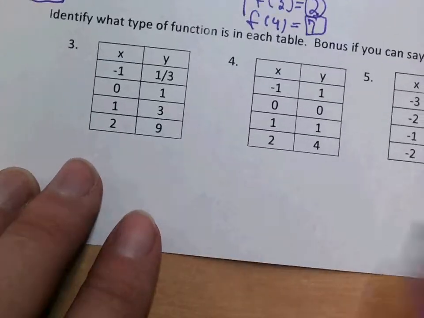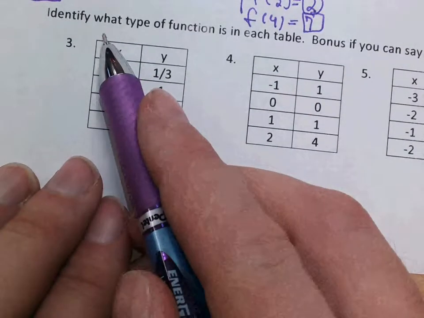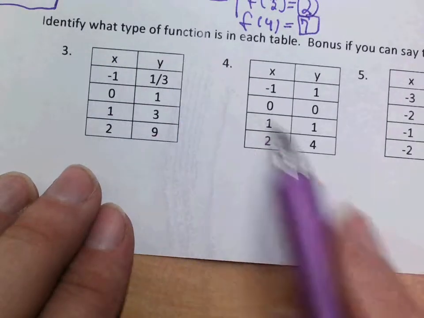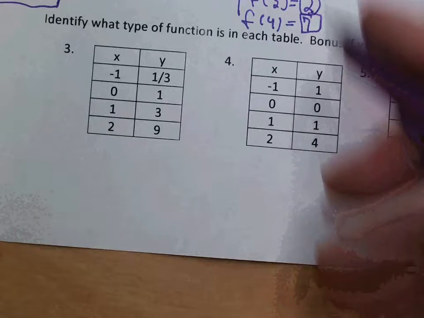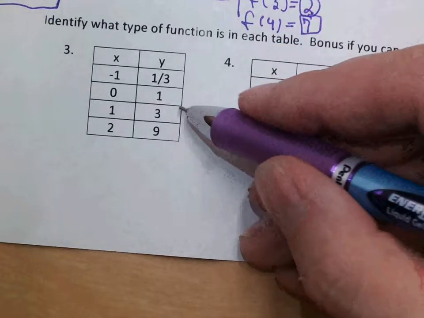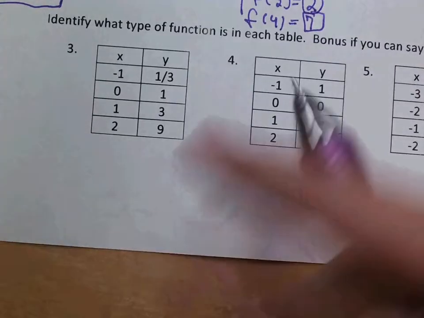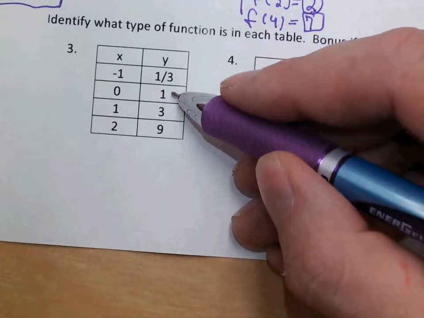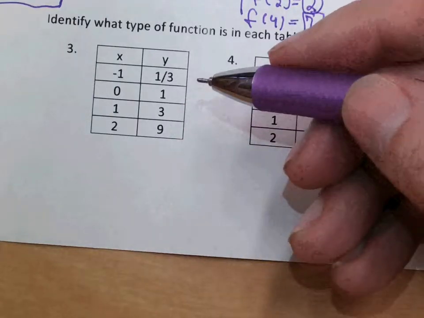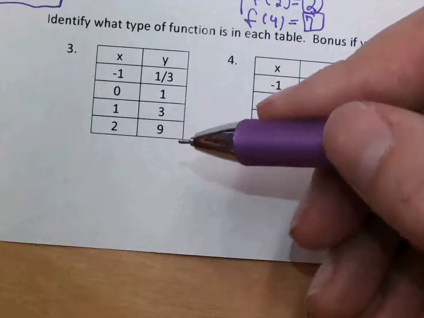Let's see. I'm going to do one of these guys. Let's just do the first one here. I'm supposed to be identifying what type of function is in each table, and I want to try to see if I can find the exact function rule. The first thing I might look for is, does it have a constant rate of change or a constant second difference? And I notice it goes up by a fraction, goes up by 2/3, and then by whole numbers. So that doesn't seem like it'll be a constant difference or a constant second difference.